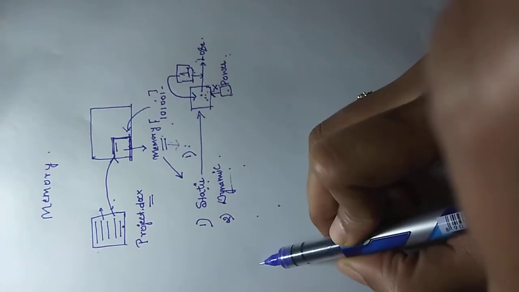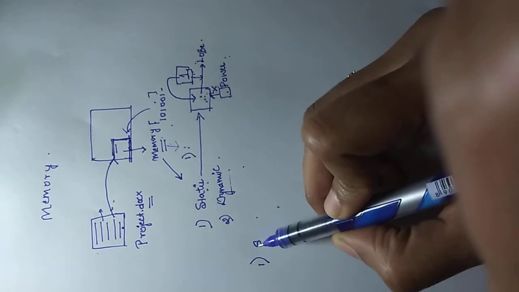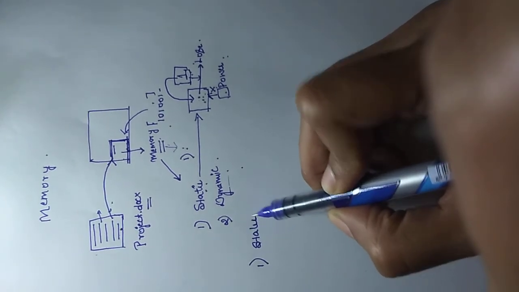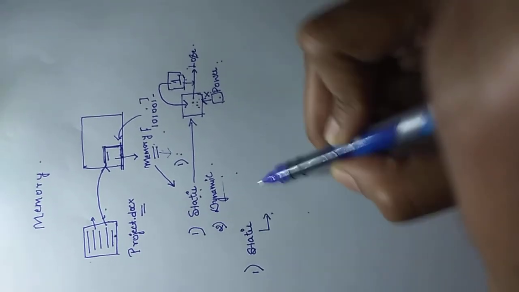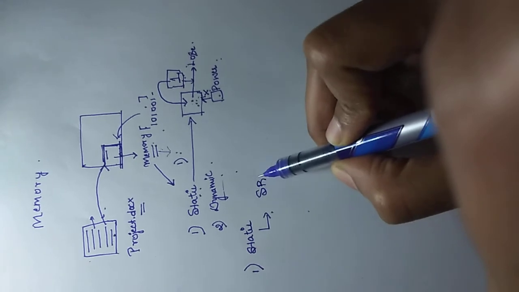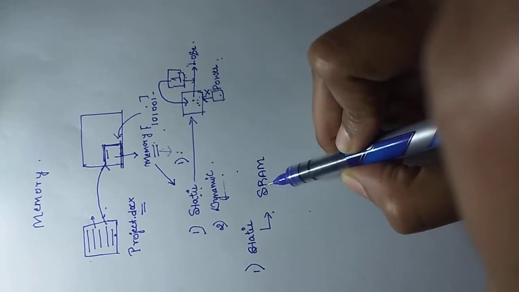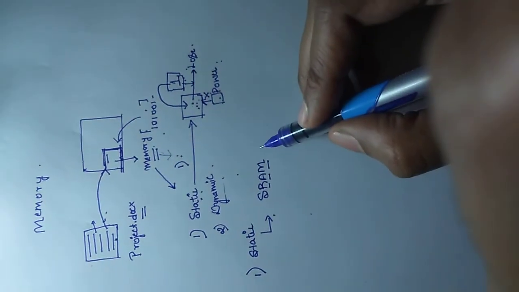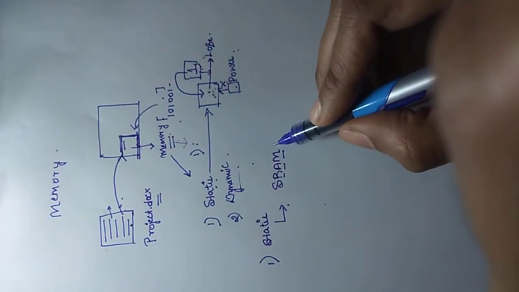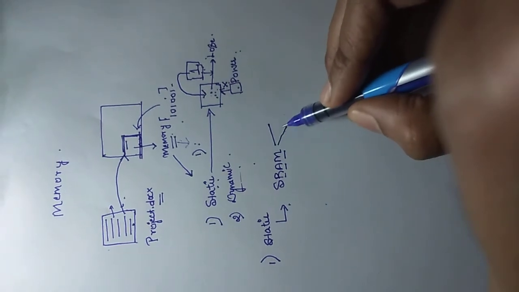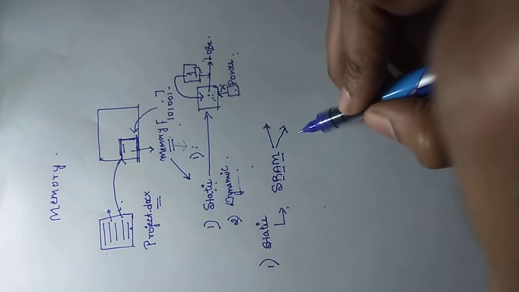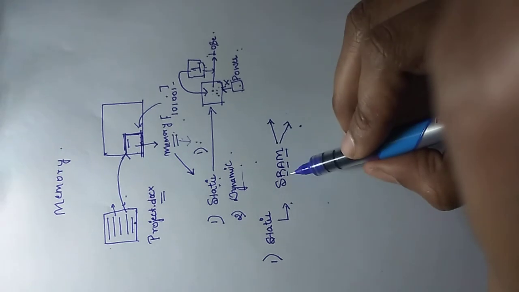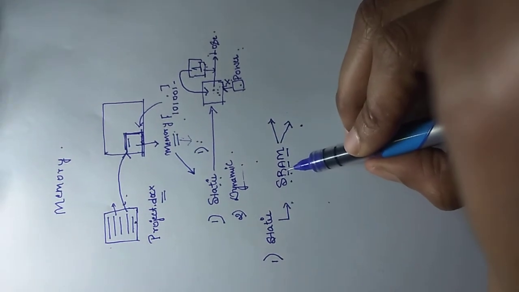Now in your syllabus, for the static memory, he has taken SRAM, that is, static random access memory, and he has explained how exactly the read and write operation is performed using this static memory.